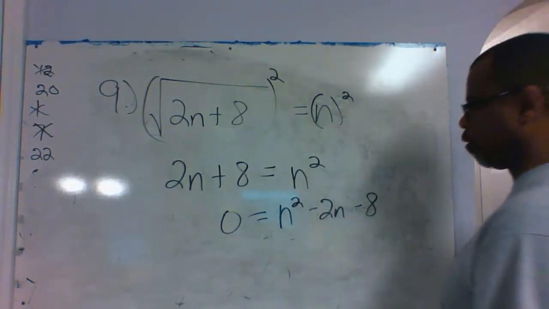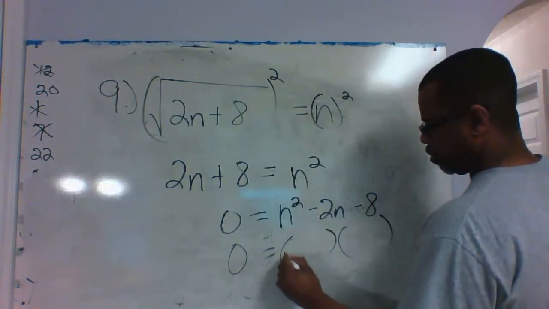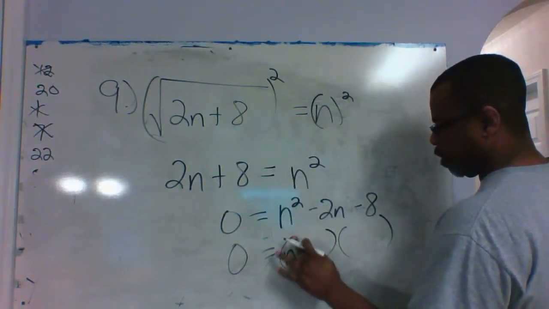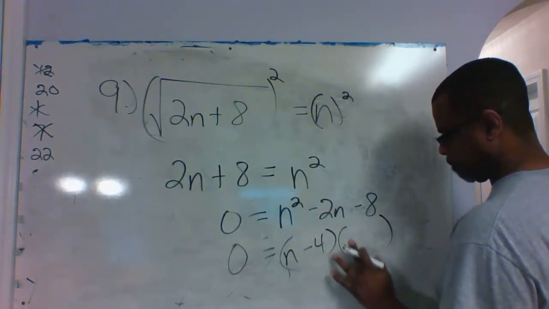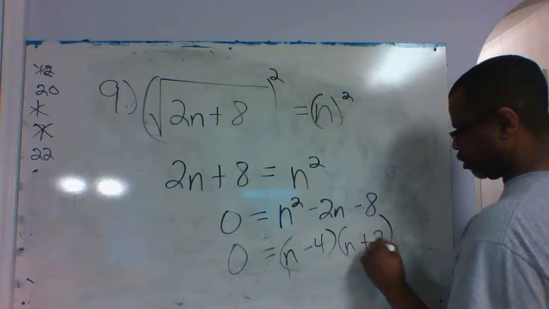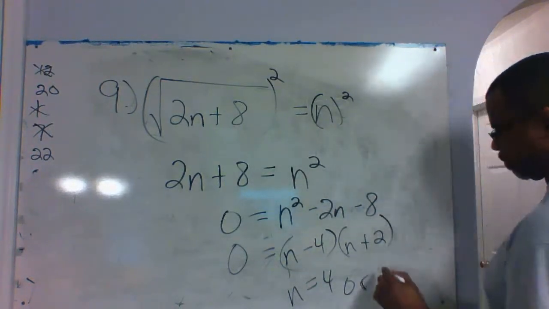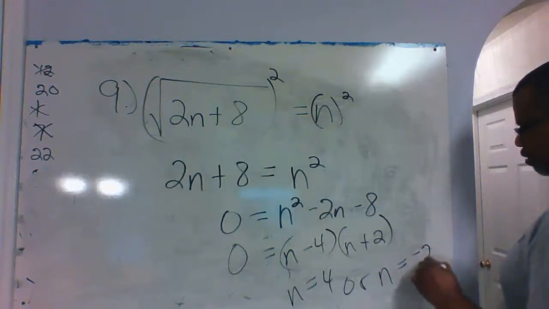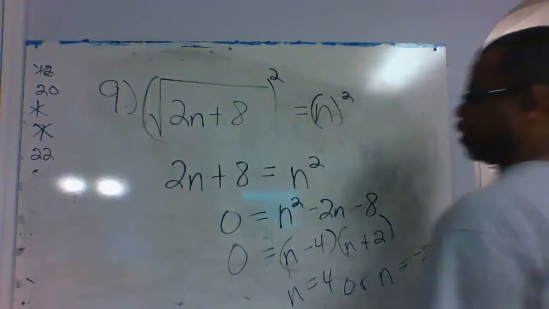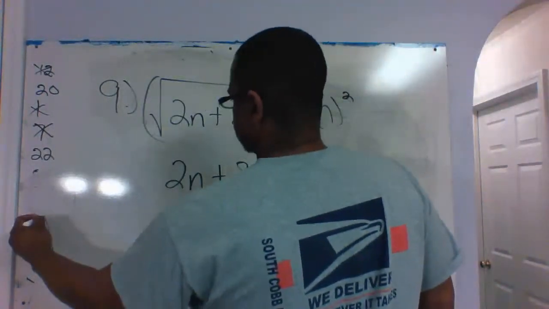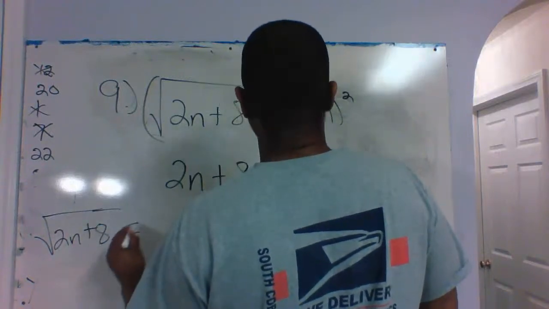All right, so we need to factor this. So that'll be what? n minus 4, n plus 2. So n is equal to 4, or n is equal to -2. So now we need to go back into the original equation, which is what? The square root of 2n plus 8 is equal to n.